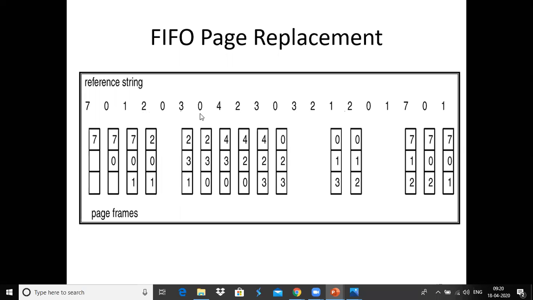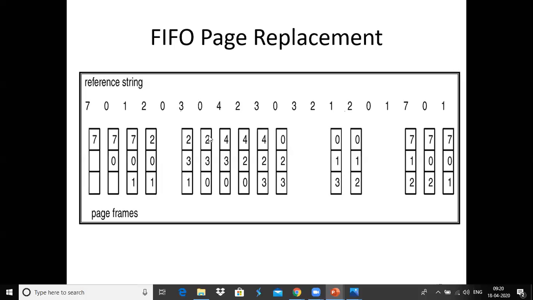Again a request for memory reference 4, but the frames are already filled in. So we will replace one page based on the FIFO page replacement algorithm. Which page will you replace? Apply the FIFO.